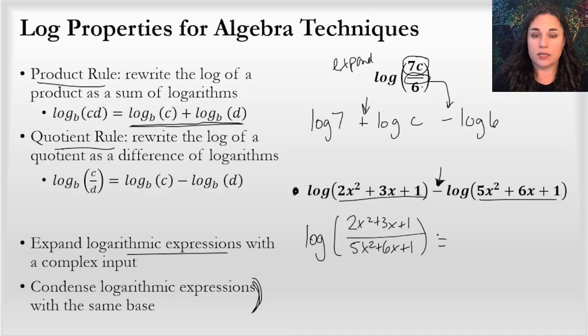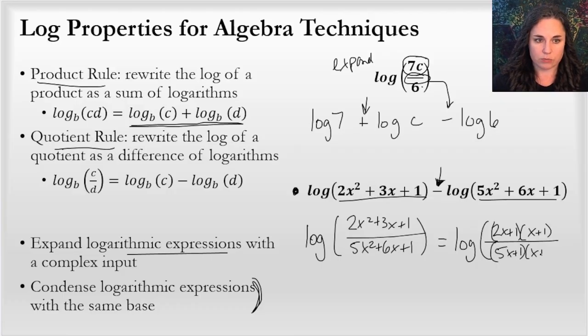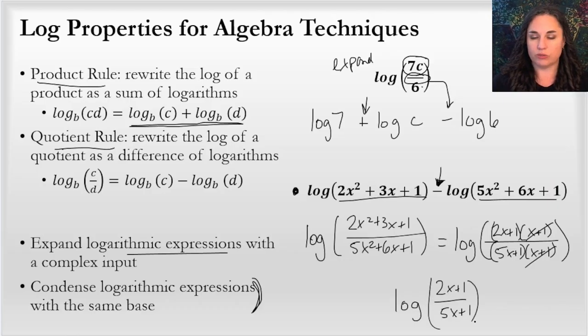You may already see that you can factor these. This is going to simplify a little bit more. We're going to have a 2x plus 1 on top times an x plus 1. On the bottom, we're going to have something similar, 5x plus 1 times x plus 1. And when we simplify this overall, we're just going to get a common log base 10 of 2x plus 1 over 5x plus 1. There's no more simplification you can do there. Don't go making up your own algebra rules where you simplify too much, all right? That's it. We have this expression over this expression.